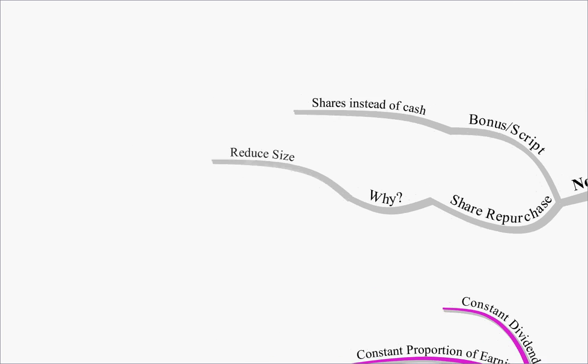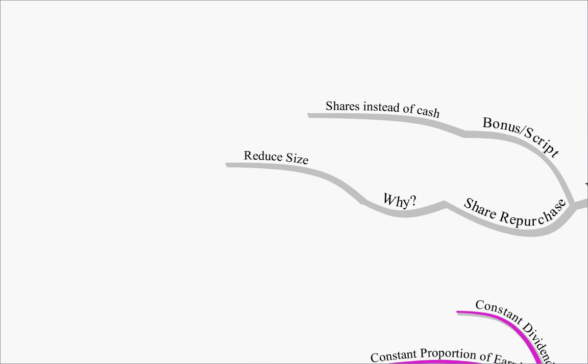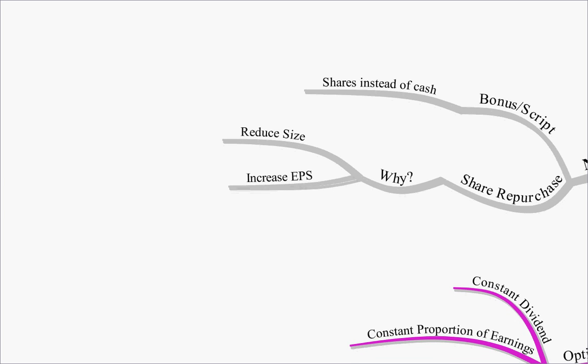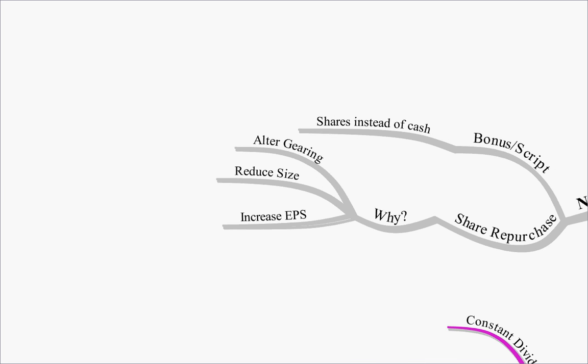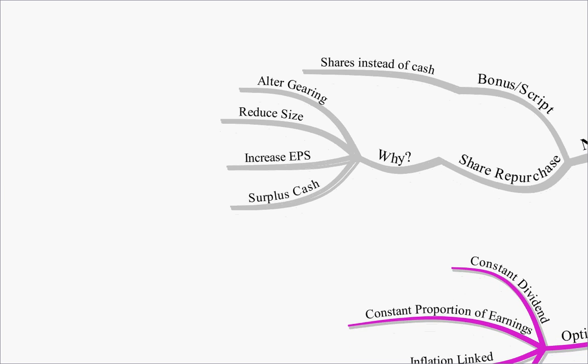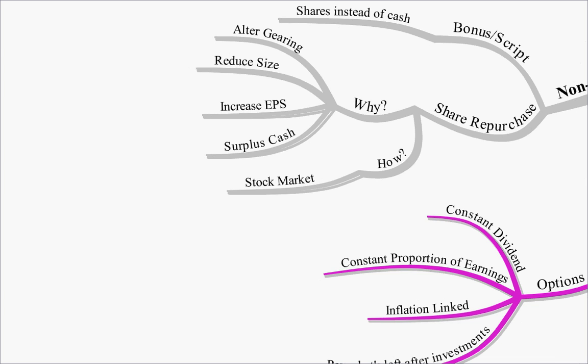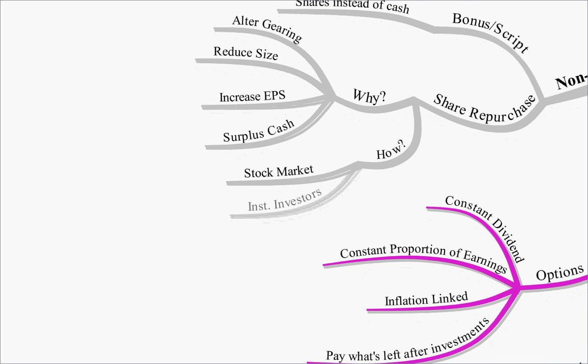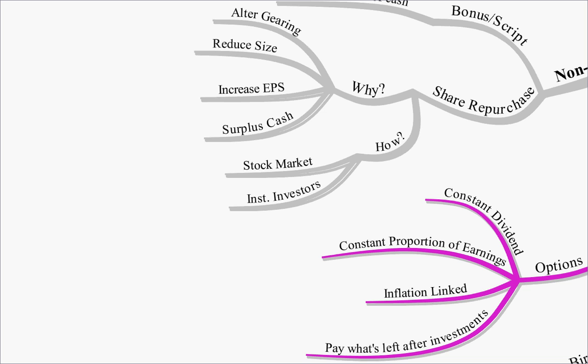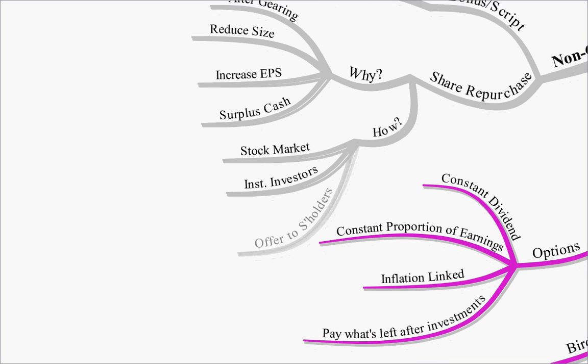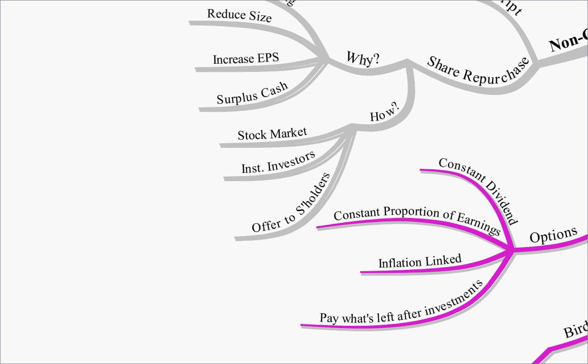Why would you do this? Well, you might want to reduce the size or the capitalization of the firm. You might want to increase your earnings per share by reducing the number of shares. You might want to alter your gearing ratio, or you might want to use up some surplus cash that you have. How do you do this? You can either go to the stock market simply and buy the shares like anyone else, or you can go to your institutional investors and buy the shares off them, or you can put an offer to your shareholders. Because remember, some shareholders then will get a good price for their share and may want to sell.